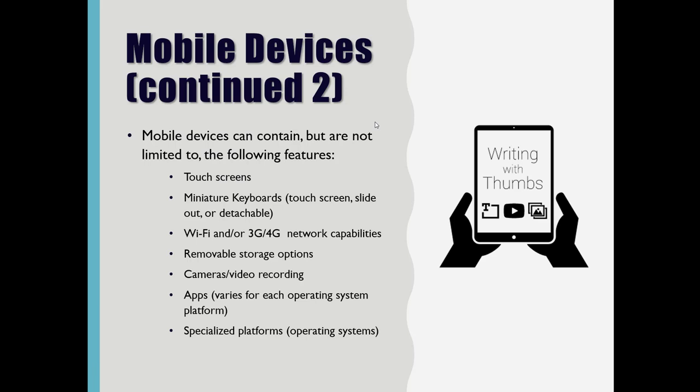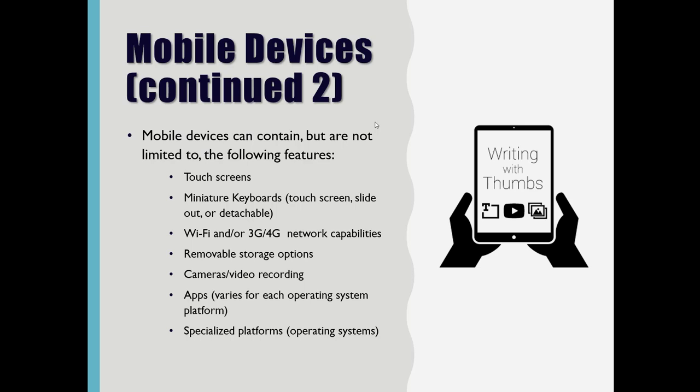Mobile devices can contain, but are not limited to, the following features: touch screens, miniature keyboards, like we mentioned, Wi-Fi and or 3G, 4G, and 5G network capabilities. So some tablets, especially, come with the 4G, 5G, or 3G network capabilities where you'll need a data plan, but some are Wi-Fi only. So it just depends. Removable storage options: iPhones don't have that, where some of the Samsung Galaxy, whether it be a tablet or a phone, do have the capability to add a memory card for more storage.